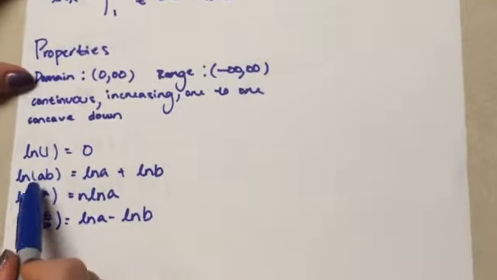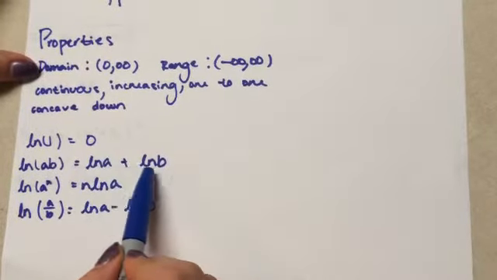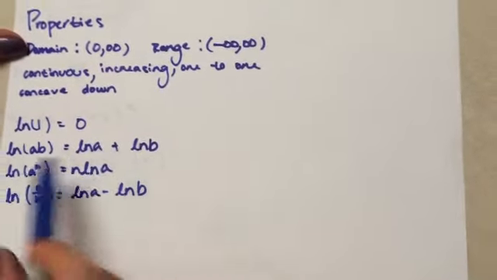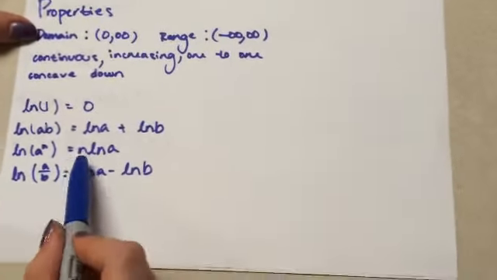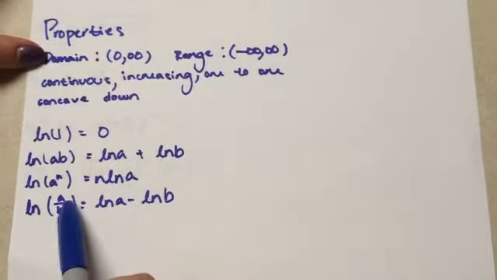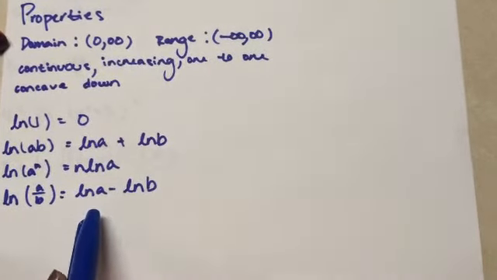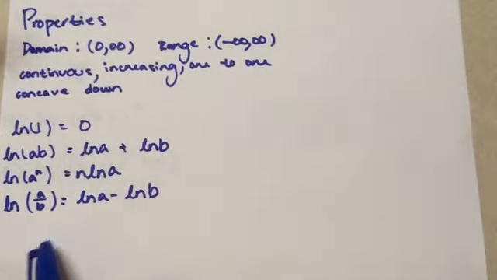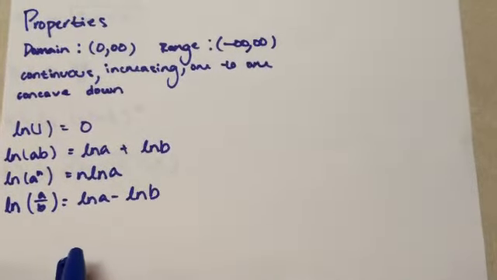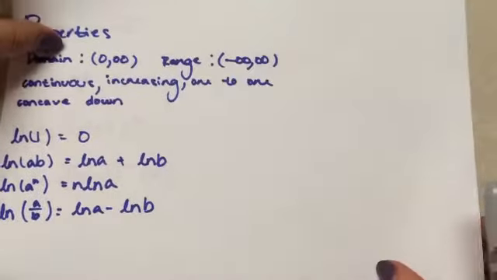When we have the natural log of a times b, this is the same thing as the natural log of a plus the natural log of b. When we have the natural log of a to the n, we can take the exponent out, and that'll give us n natural log of a. And then we also have natural log of a divided by b, which is the natural log of a minus the natural log of b. All of these properties are going to come in handy when we start taking the derivatives of the natural log. It makes it so much simpler, and you don't have to use product and quotient rule and everything.